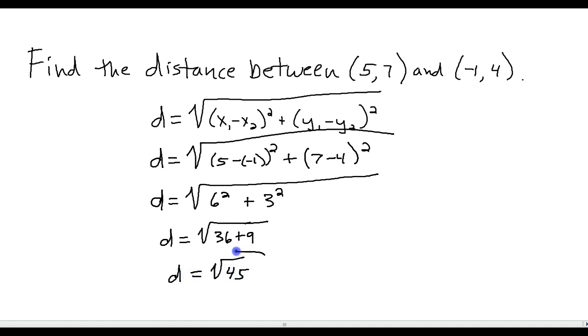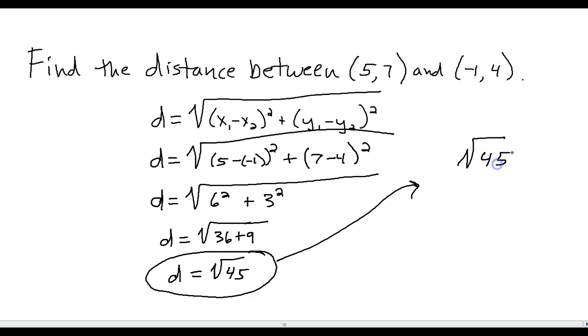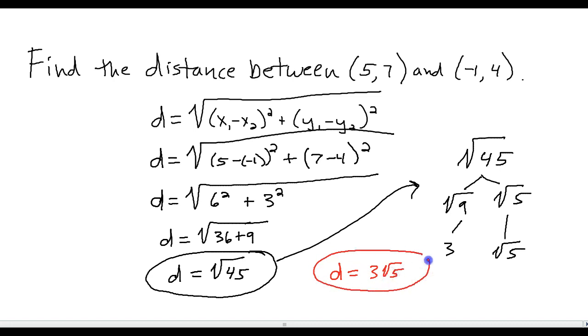Okay, now that's a great answer, but you should know from our study of radicals that that is not finished. I need to come over here and break it down. The square root of 45 can be written as the square root of 9 times the square root of 5. I know the square root of 9 is 3. I don't know the square root of 5. So my answer is actually going to be for this problem that the distance equals 3 radical 5. That's the distance between those 2 points.